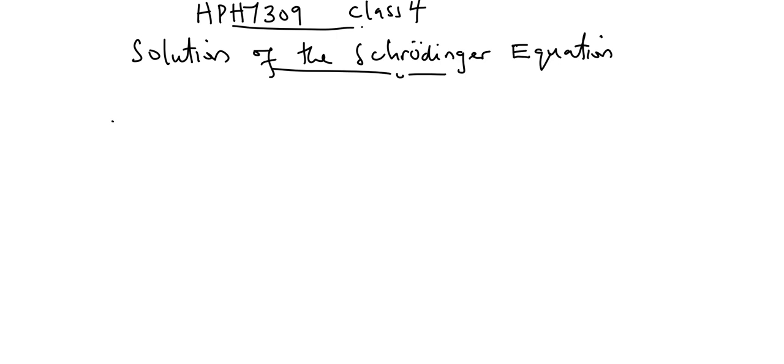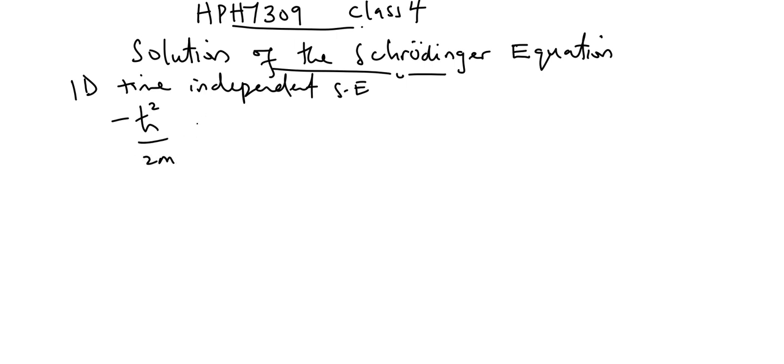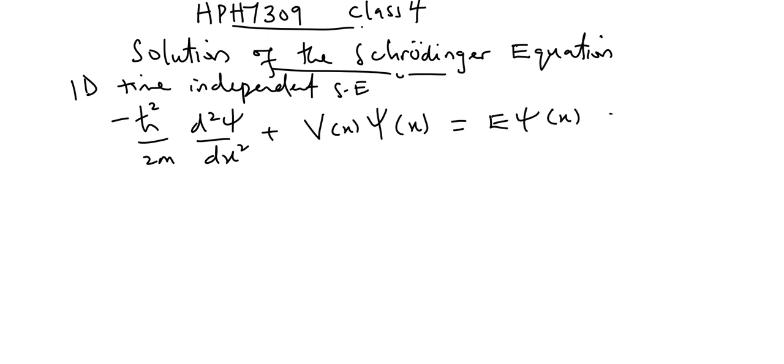Okay, you know the Schrodinger equation. Let's say the one-dimensional, time independent Schrodinger equation is minus h bar squared over 2m d squared psi dx squared plus V psi equals E psi of x. So this is the one-dimensional Schrodinger equation.